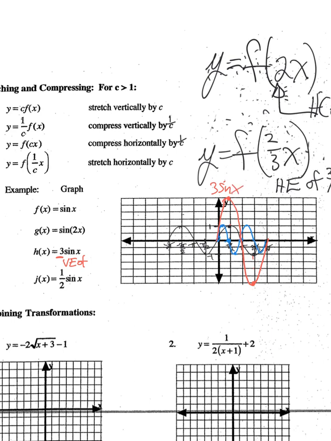Okay, you can try 1/2 sine x on your own. It's just going to get really messy if I graph another thing on there. It's just going to have half the height. So this was a vertical expansion of 3. 1/2 would be a vertical compression of 1/2. And then it would just be in between here, -1/2, +1/2, and -1/2. All right.